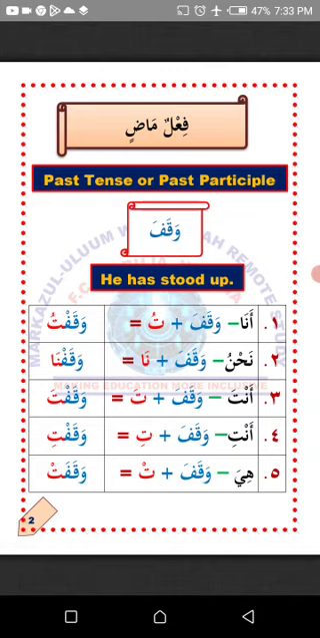Number five. Hiya, she. So how do we change the verb waqafa to suit hiya? All you need to do is to attach ta'un carrying sukun to the last letter. So the verb waqafa will now become waqafat, which means she has stood. La'alaka fahimt? I hope you understand. MashaAllah.